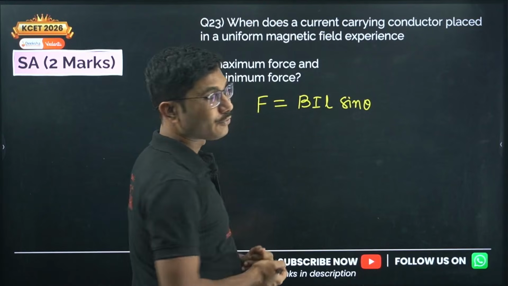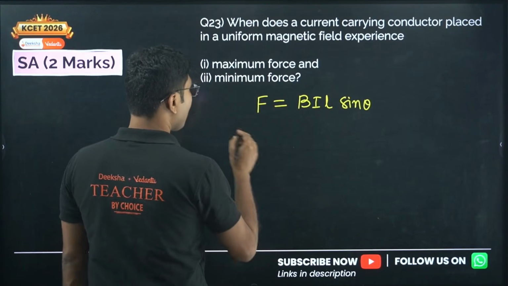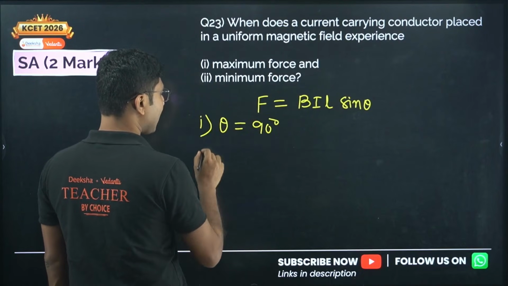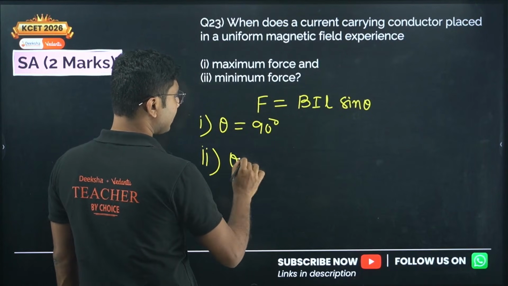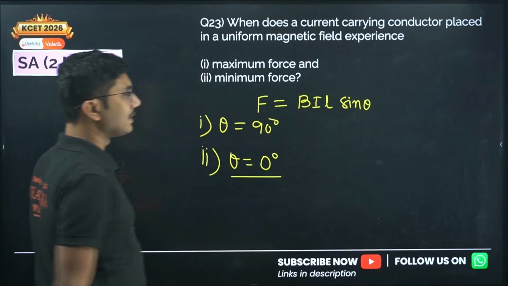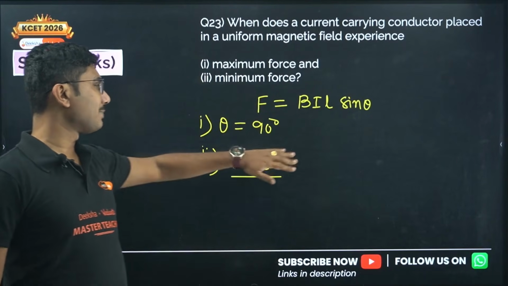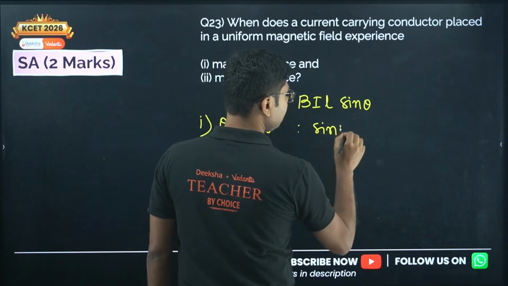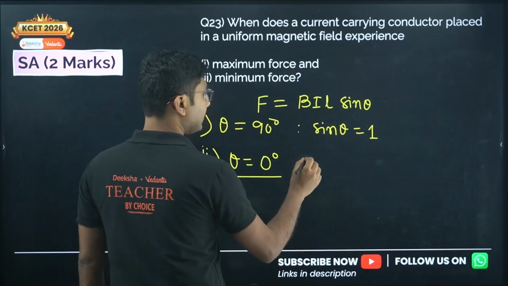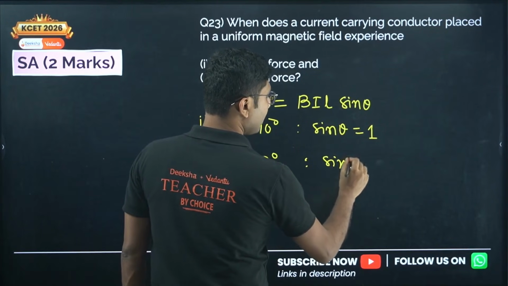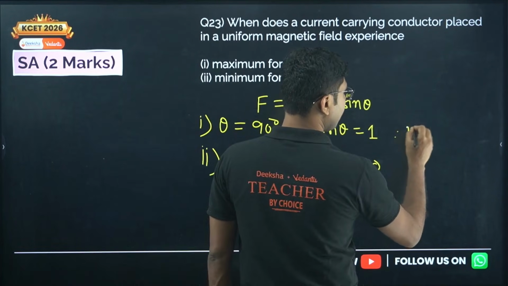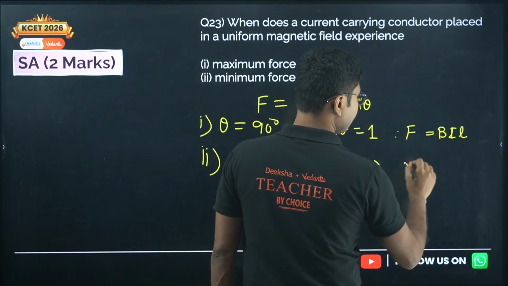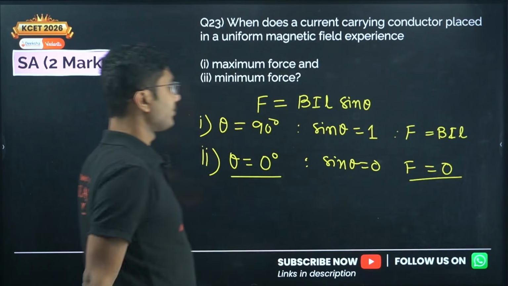Now, when will the force be maximum? The force will be maximum when theta is equal to 90 degrees. So when theta is 90 degrees, force is maximum. The force will be minimum when theta is equal to 0 degrees. Okay, that's it. So you just need to mention the formula and explain that when theta is equal to 90, sin theta will be 1. Okay, when theta is 0, sin theta is 0. That means force will be BIL, and in this case force will be 0, minimum force, right?